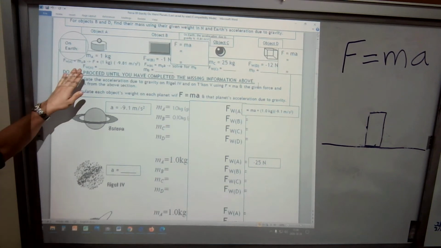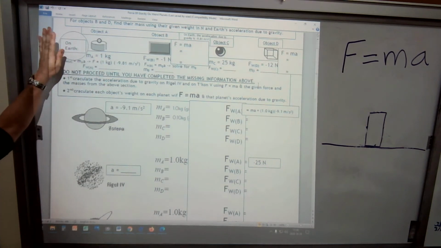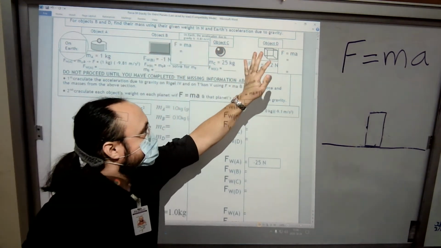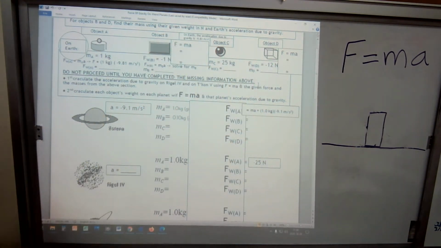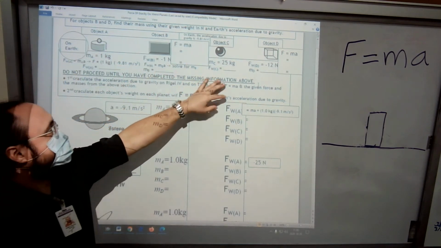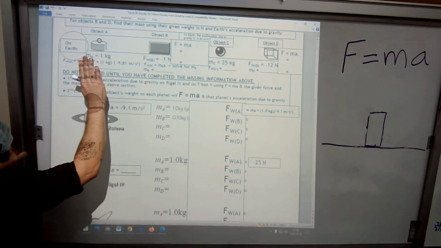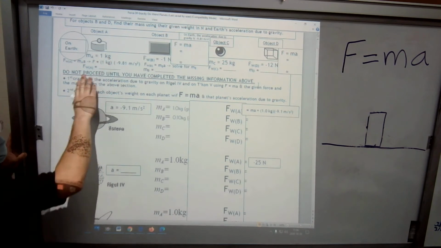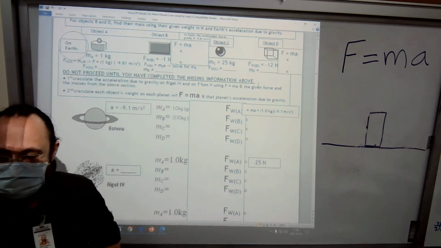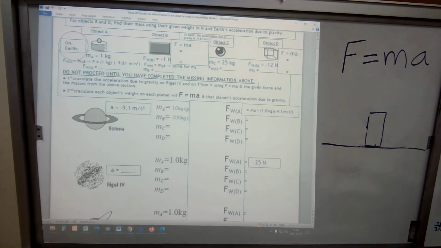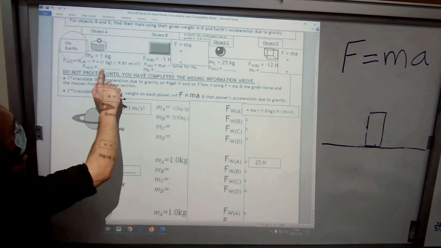Alright, so here we go. All these objects right here are on Earth. And your Google form starts you out finding the weight and the masses of these objects. So I'll do a couple of these. For object A, it says the mass is 1. Anytime you're finding weight, because weight is caused by gravity, you will use acceleration equals negative 9.81, like we've been using for gravity. So that's what I've done.